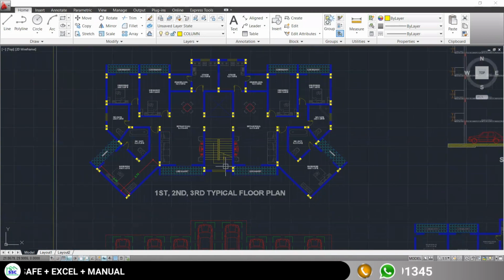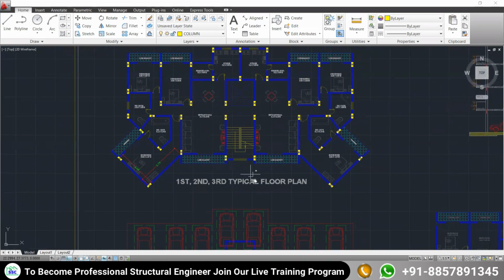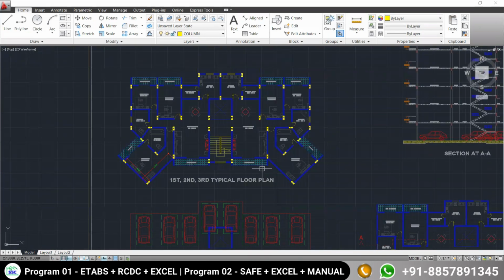Is that all clear or not? Hello. Now we have positioned all the columns over the typical floor plan as first, second, and third. After the finalizing of the column position, what will the next step be? Just let me know. The next step will be what? We have to check the column position at all the upper floors and lower floors.